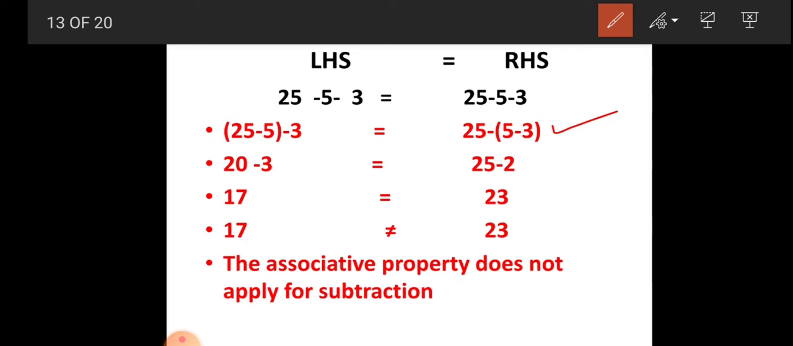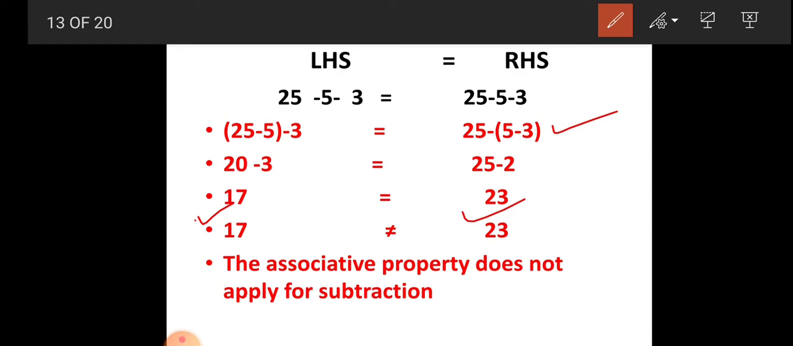25 minus 5 is 20. First we solve the bracket here. 25 minus, in bracket, 5 minus 3. First we solve the bracket, 5 minus 3 is 2. Now 20 minus 3 is 17, and 25 minus 2 is 23. Both the numbers are different. The answers are different. The associative property does not apply for subtraction.